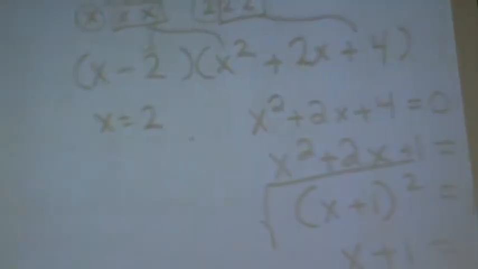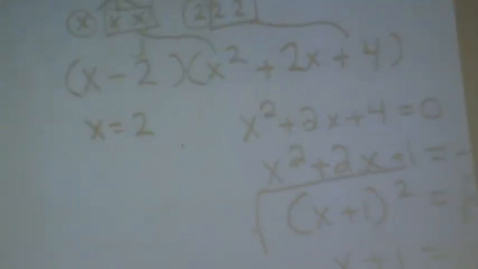So what are your zeros? It's -1 plus or minus root 3i, and 2. Now, what if it were x cubed plus 8?